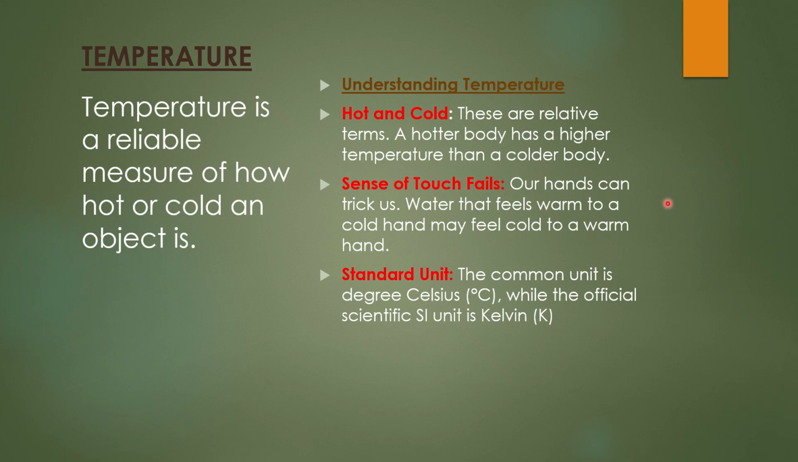If a glass of water has a certain temperature and we put one hand in it, it may feel hot. And if we give the same water to somebody else, it could feel a little cold to that person. So it shows that the sense of touch can fail. It cannot say that the temperature of an object or water is the same for everybody. Here the sense of touch fails.